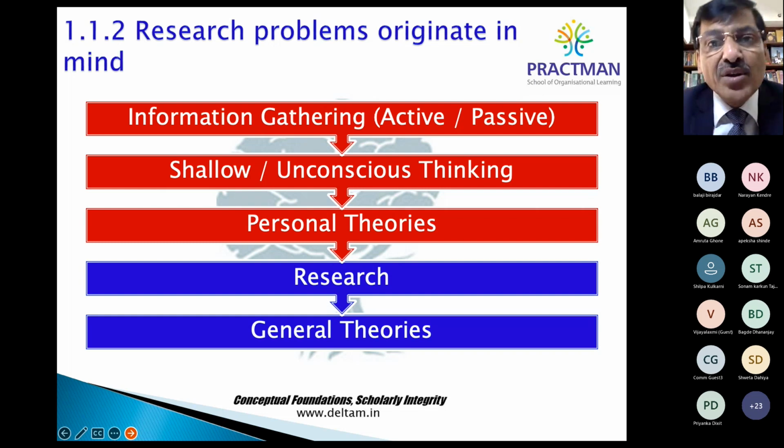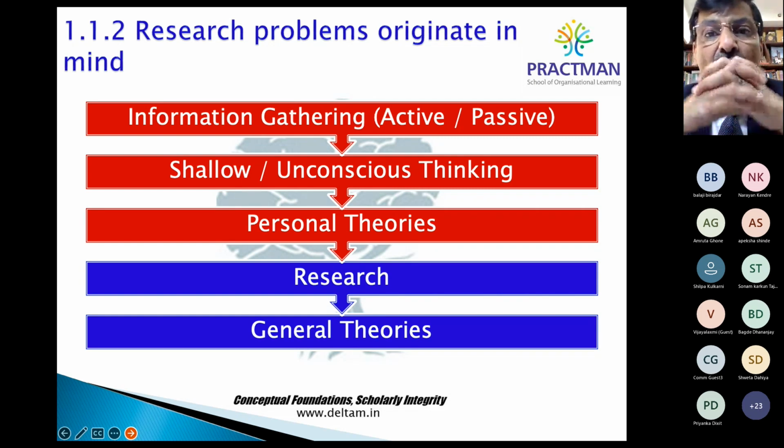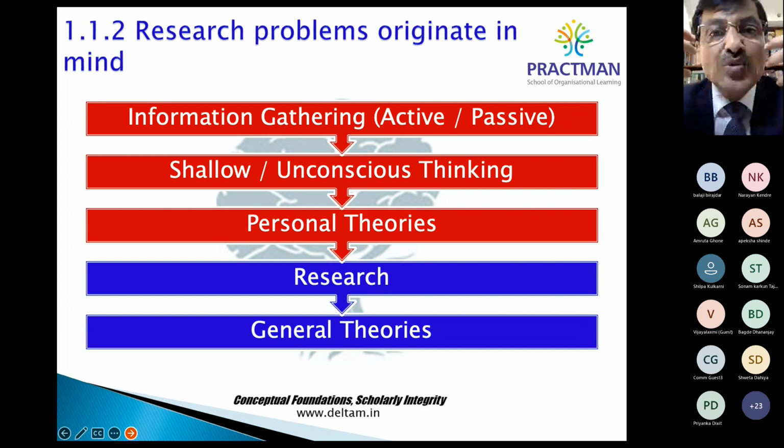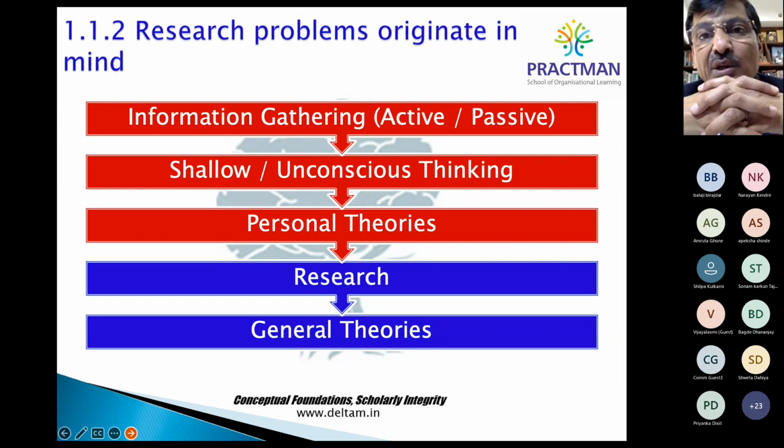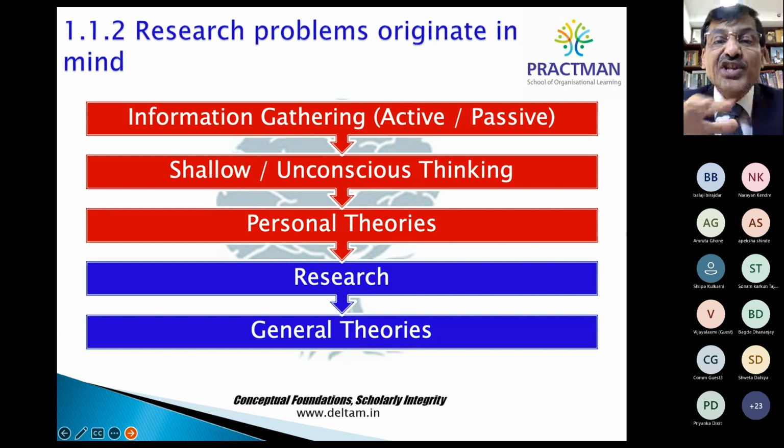Now, all those people who have logged into this session and are watching this, listening to this talk of mine, are collecting some kind of information through eyes and through ears. Through all our 5 senses, we are all the time collecting information, maybe actively, maybe passively. All this information is then processed by our brain. On the basis of this, we perform what is called shallow or unconscious thinking.